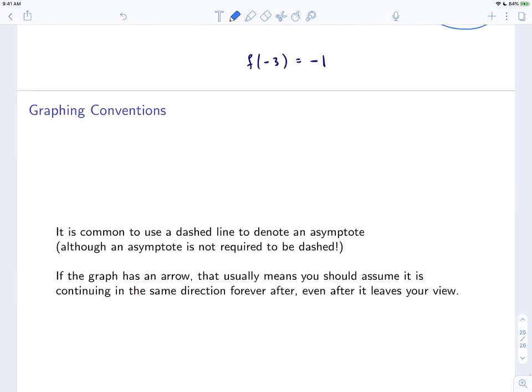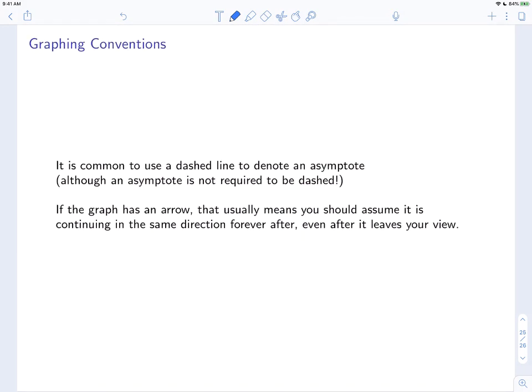So here I just mentioned those graphing conventions that I already said. It is common to use a dashed line to denote an asymptote, although that isn't always done. It doesn't always have to be written that way. If the graph has an arrow, that usually means you should assume that it is continuing in the same direction forever after, even after it leaves the view in your graph.